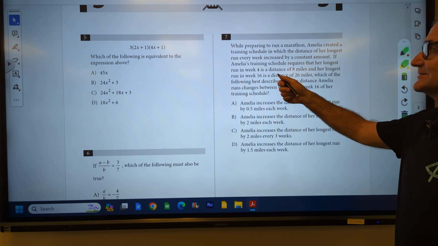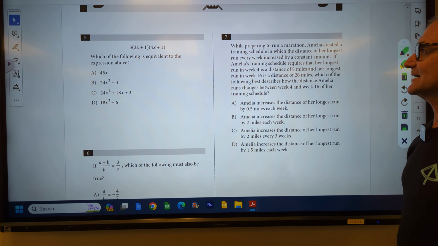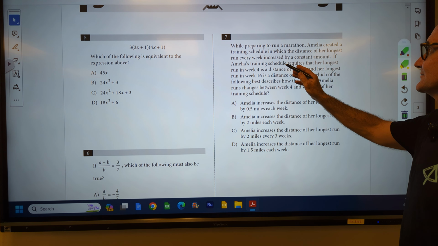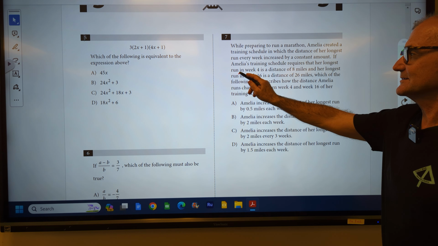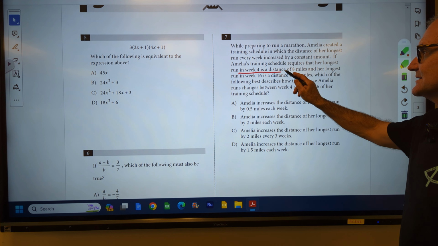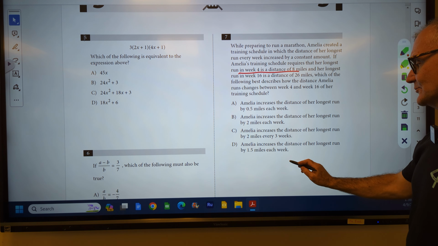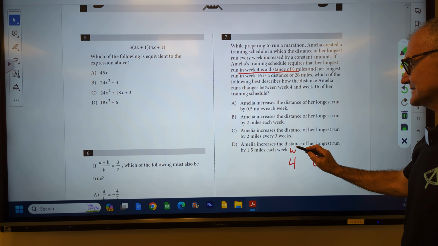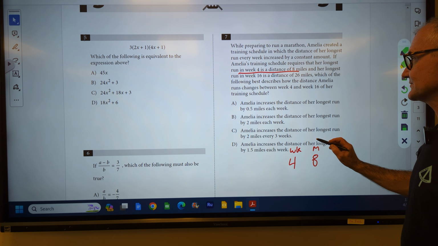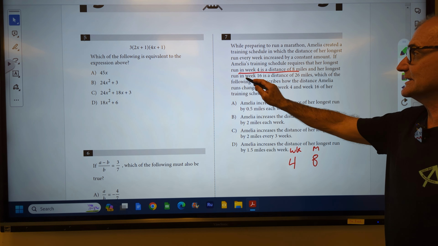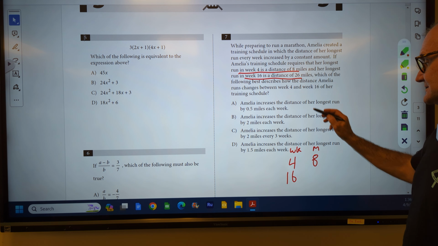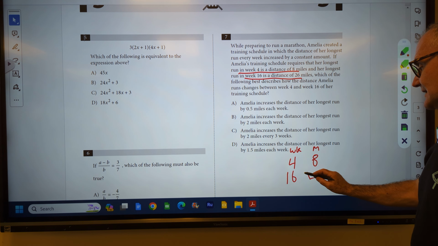Okay, let's read number 7, break this whole paragraph down to see what it's saying. All of that doesn't mean anything up above. However, here are the numbers. In week 4, she runs 8 miles. So this is weeks, and this is miles. Week 16, she runs 26 miles.